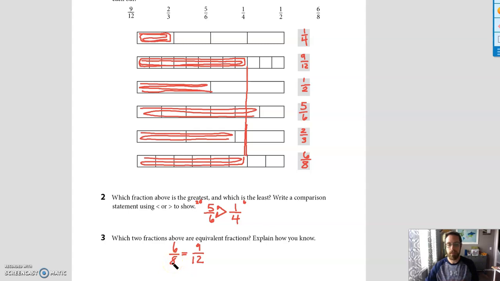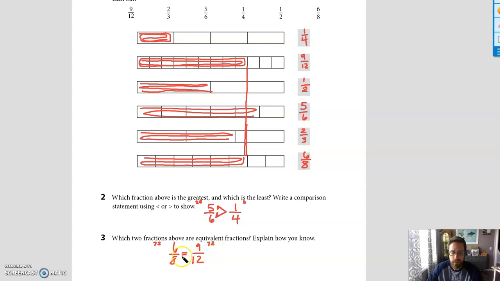Well, now again, we can use the strategy we learned before: climb the ladder, cross multiply. 8 times 9, my basic facts, that's 72. Up, and 12 times 6, ooh, 12 times 6 is 72. So guess what? 72 is equal, so they are equivalent. They equal the same amount.